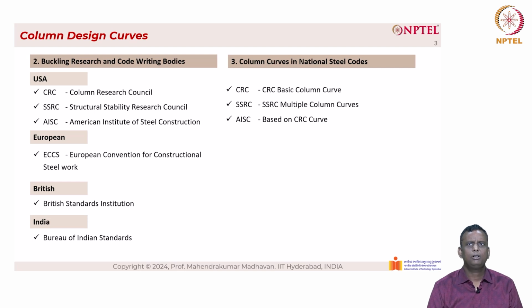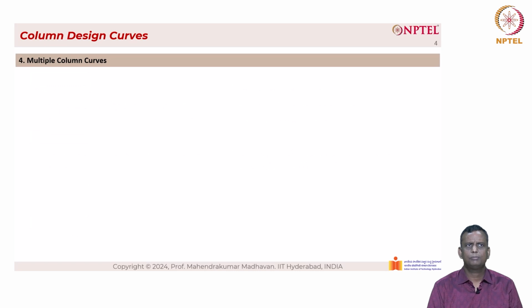The corresponding column curves in the national steel codes are: for CRC, we have the CRC basic column curve. For SSRC, we have SSRC multiple column curves. For AISC, the column is simply based on the CRC column curve. For ECCS, we have ECCS multiple column curves incorporated into most European national codes. Now let us look at the multiple column curves.